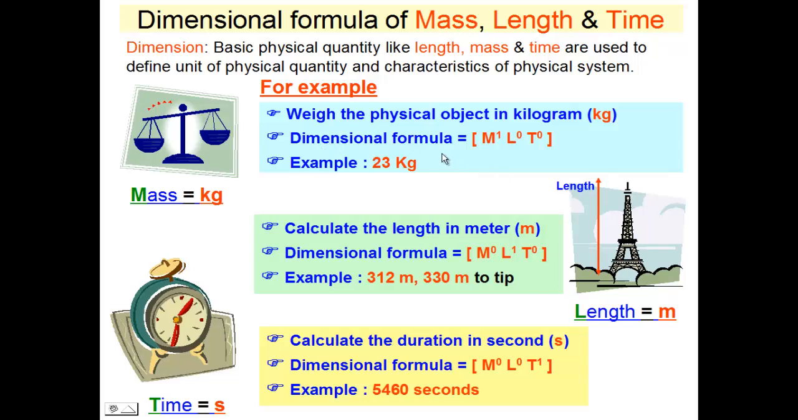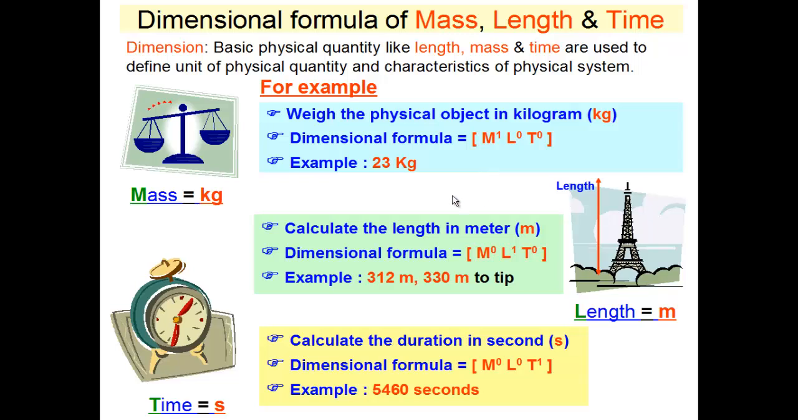So the dimensional formula of mass is M1 L0 T0, which means mass power 1, length power 0 and time power 0. This is the dimensional formula of mass.